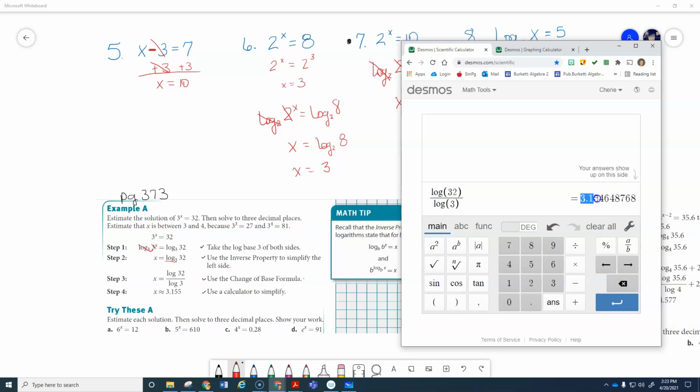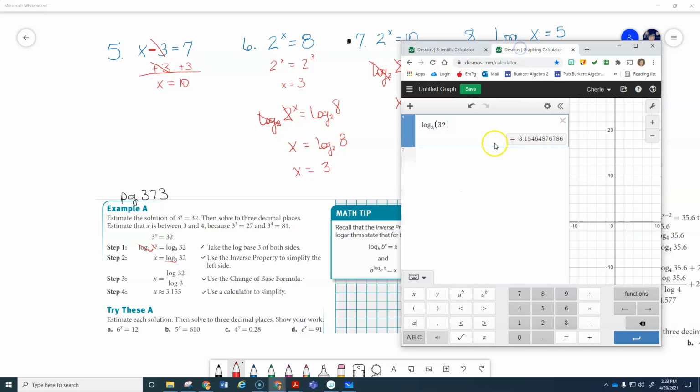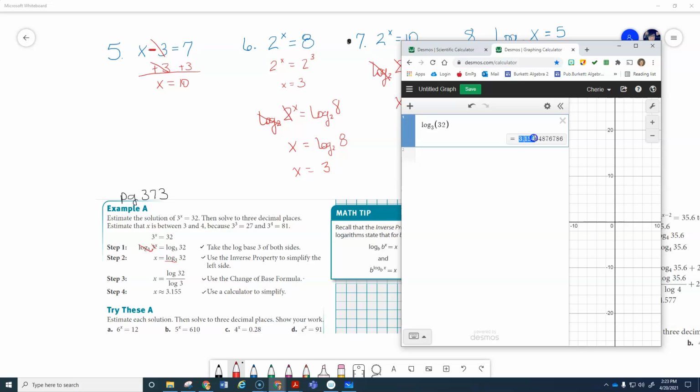We got 3.1546 here. We got 3.1546 here. So we got the same thing.